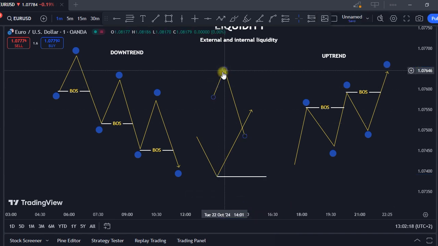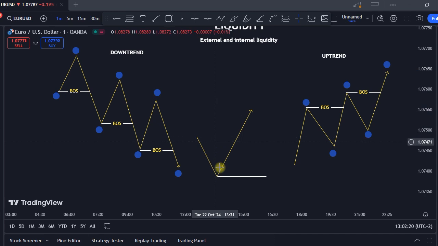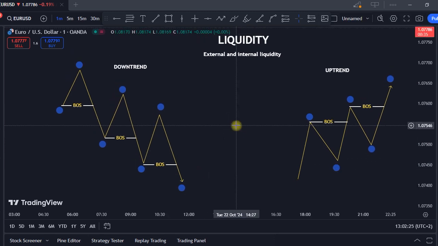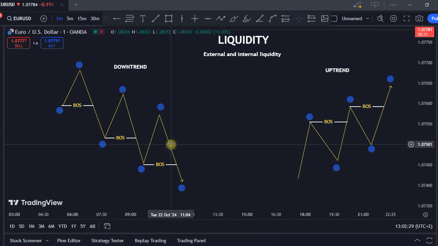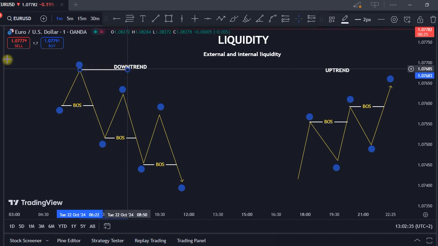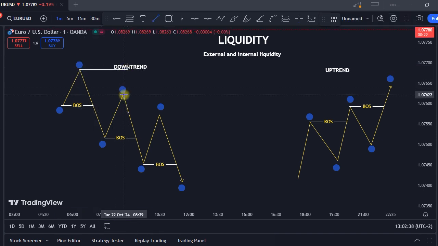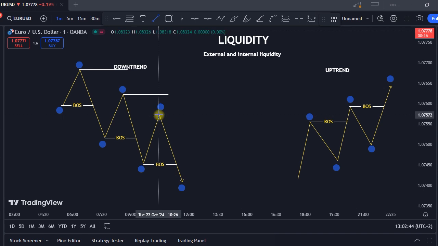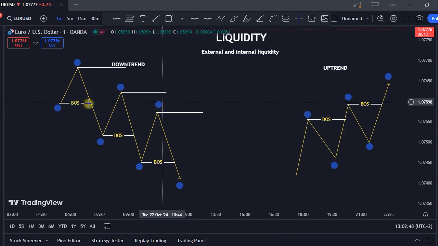Now external liquidity is found on our significant low and also our significant high. So which high is significant and which low is significant? Well, on a downward trend, the highs are significant. So we are talking about these highs over here. This high over here is a significant high, and this high over here is a significant high, and also this high over here is a significant high.